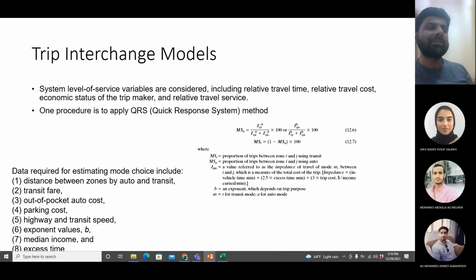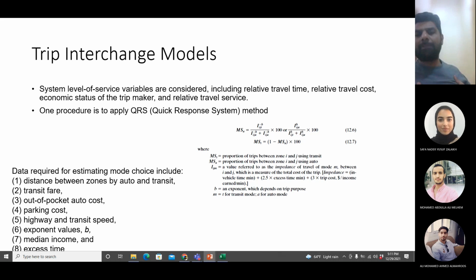You can say it is the things which you don't like about that mode. Impedance is a combination of things which you may not like about that mode. These are basically three things: the cost of the trip, the time which you spend in the vehicle, and the time which you have to spend out of the vehicle, but still it is a part of the trip. So if the mode is cheaper, it takes less time, and there is no excess time, then it will have less impedance, and vice versa.